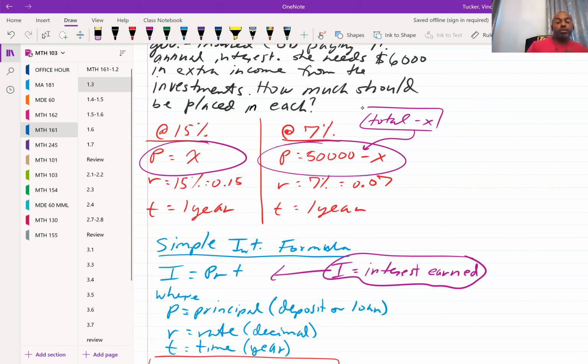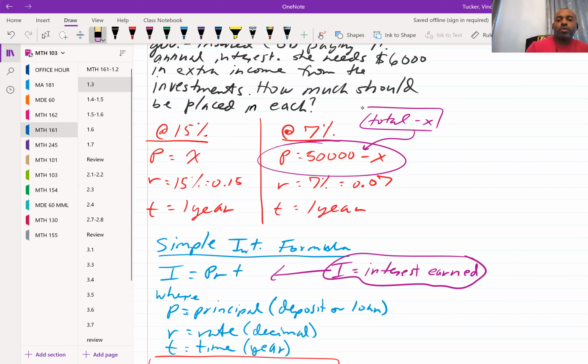It doesn't matter which one you do it with. If I call the 7% X and then the 15%, 50,000 minus X, when you do everything correctly, you'll still come out with the same two numbers. You just have to call one of the principals X and the other one the total minus X. So in other words, if I had $10,000 altogether, I would do X and then 10,000 minus X when I set up my accounts.